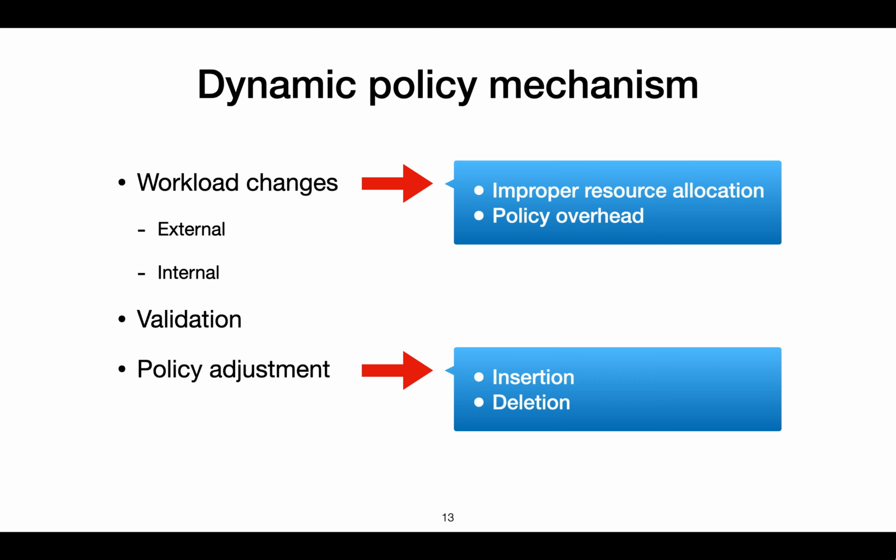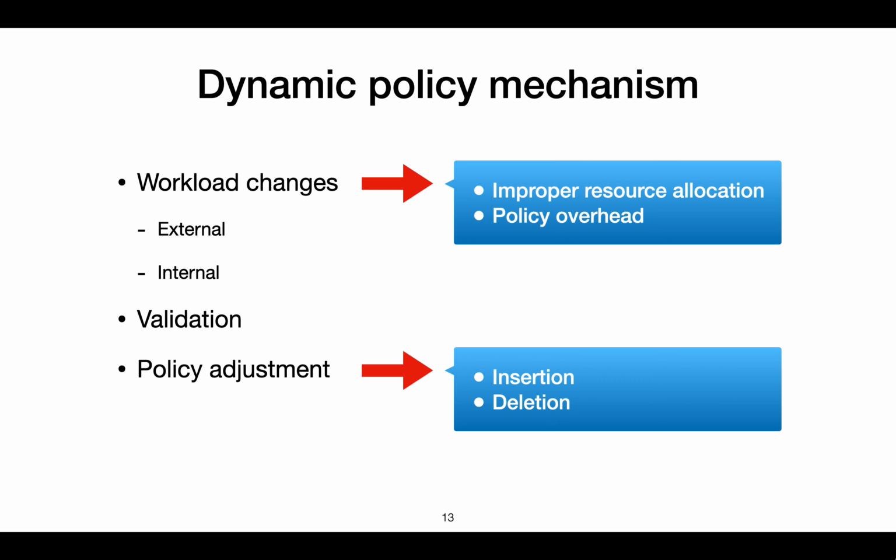Our policy mechanism is dynamic to deal with possible workload changes during runtime. We divide workload changes into the external and internal. The external workload changes occur as the demands of tenants change. Consider a scenario where the workload demand from one tenant is spiking while the demand from another tenant that shares the same object storage is dipping. In this case, if the policies remain the same, two problems arise.